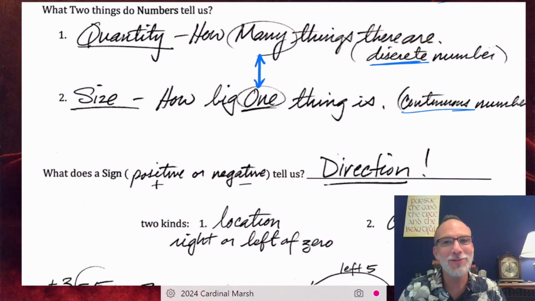Was that quantity or size? I think it was size. How much time has progressed since noon? Wouldn't that be a continuous number? Wasn't it at some point 7:30? It wasn't such a bad interruption after all.